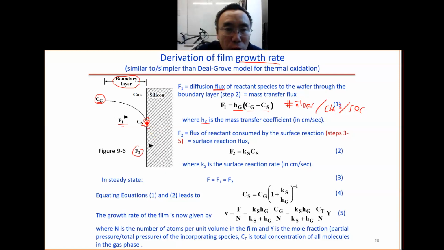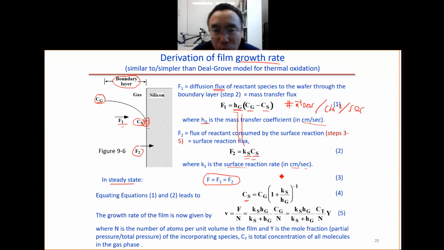F2 is the chemical reaction, so it is proportional to Cs, with Ks. Ks is the surface reaction rate constant. It is also in centimeters per second, like Hg. In the steady state, the flux should be the same, so F1 equals F2. You put them together, they are equal to each other. This is very easy to solve, and you get this formula. So Cs is given here, and Cs is the concentration on the surface.